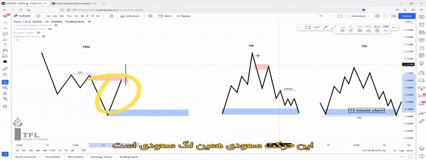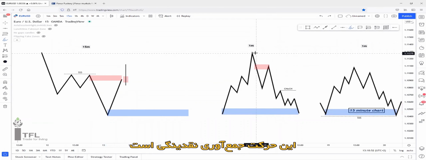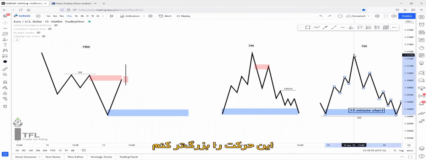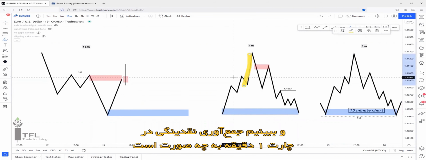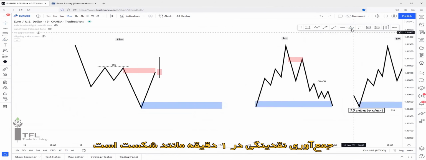So this upside movement is this upside leg. This is a liquidity sweeping movement. Let me just make it bigger right here. So these are the liquidity sweeping movements. And what can we actually tell about the liquidity sweeping movements on the 1 minute chart? That a liquidity sweeping movement on the 1 minute chart looks like a break, right?